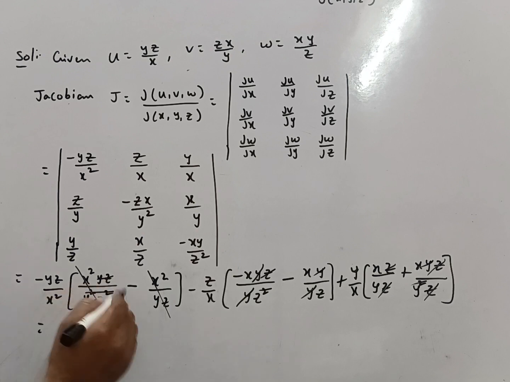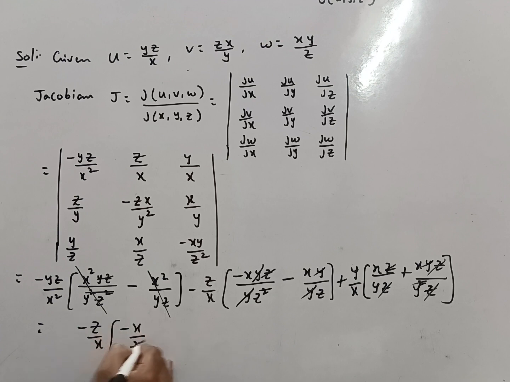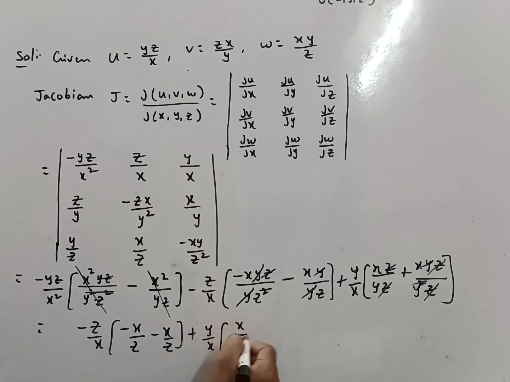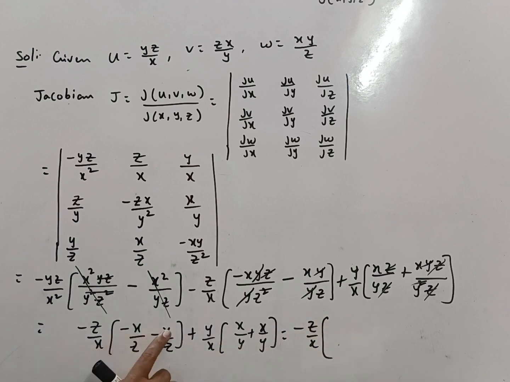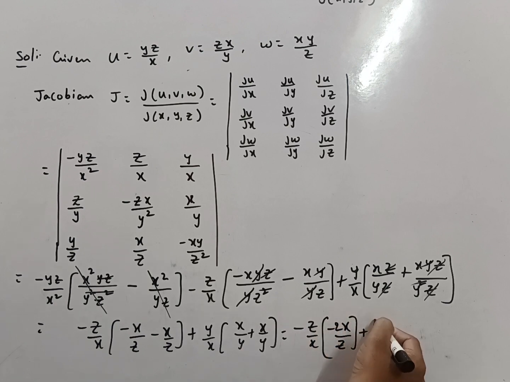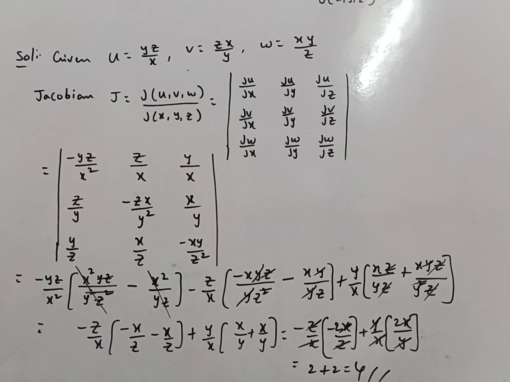So what is left here? This part is 0, minus z by x into minus x by z, minus x by z, plus y by x into x by y plus x by y is left. So therefore this is equal to minus z by x minus x by z, which is minus 2x by z, plus y by x into x by y plus x by y, 2x by y, correct? Now this x and x got cancelled, z and z got cancelled, x and x got cancelled, y and y got cancelled, minus into minus plus, 2 plus 2 is how much? 4 we got.